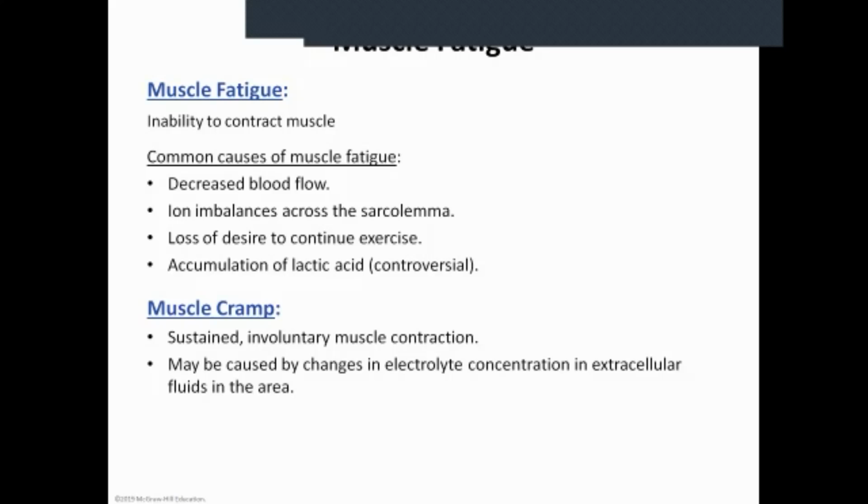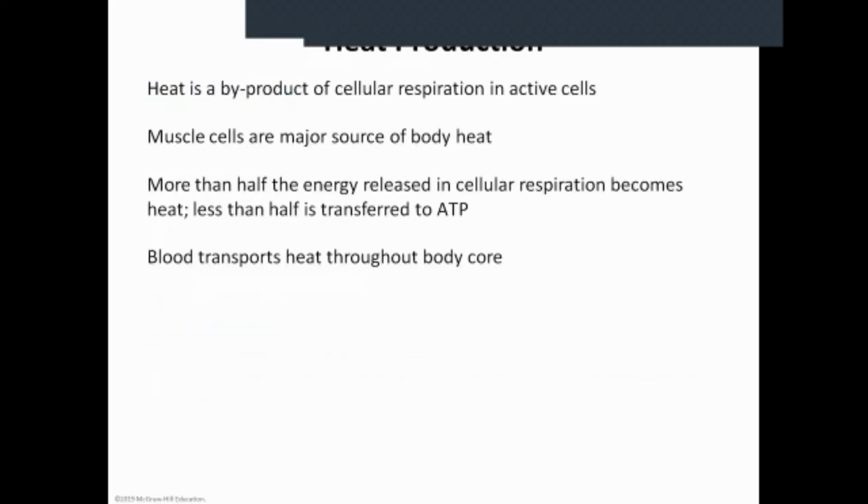And when we think about muscle cramping, it's actually different than muscle fatigue. Muscle fatigue is the inability to actually contract the muscle, versus a cramp, which is a sustained contraction. It's involuntary. You have no control over it. If you've ever had a Charlie horse, you know what I'm talking about. It's a sustained involuntary muscle contraction, and this is due to an electrolyte shift. So again, issues with ion imbalances can lead to muscle cramping, like your Charlie horse that you think about.